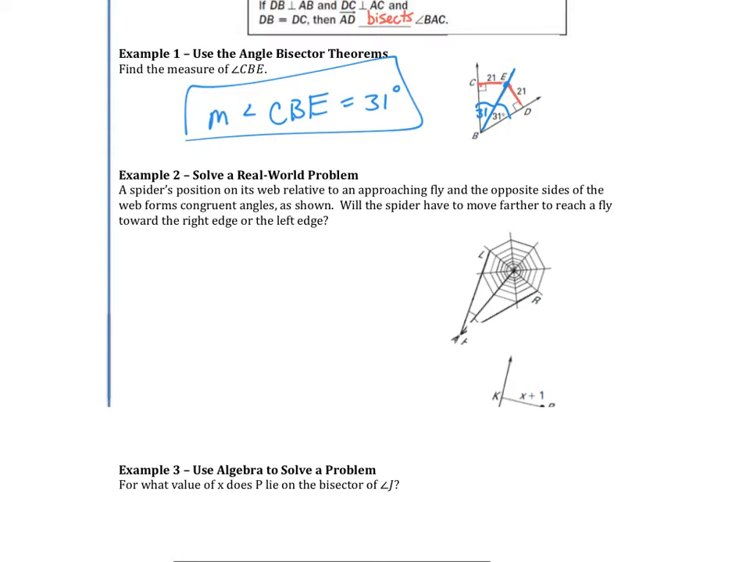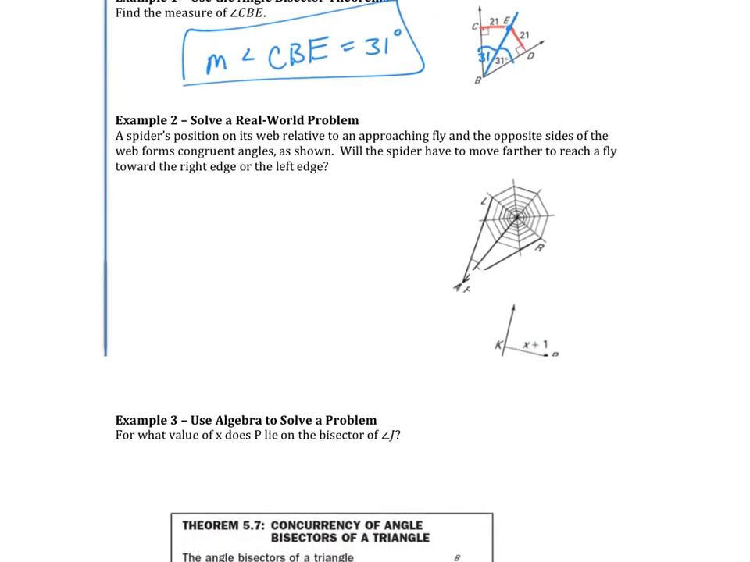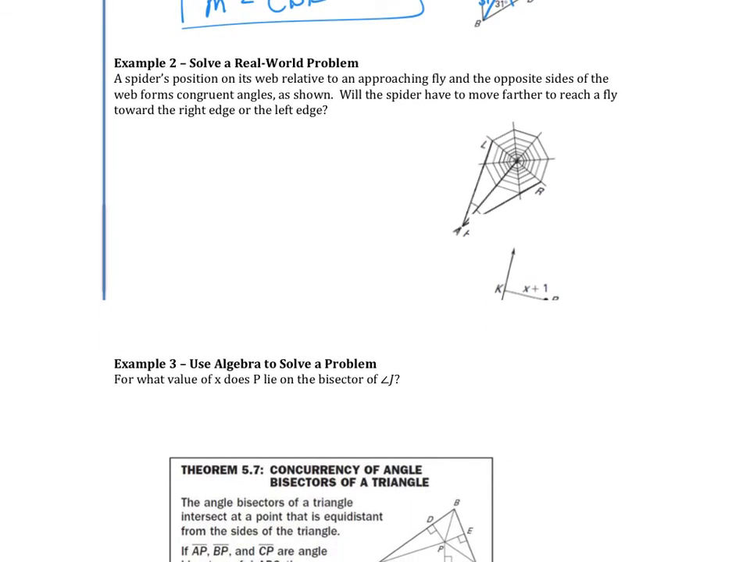Example 2 is the spider web example. A spider's position on its web relative to an approaching fly and the opposite sides of the web forms congruent angles as shown. I know you can't see everything here because it's kind of covered up, but this angle and this angle are congruent. So there's this blue angle, and since those two smaller angles are congruent, that means that red line is an angle bisector. So will the spider have to move further to reach a fly toward the right edge or toward the left edge?